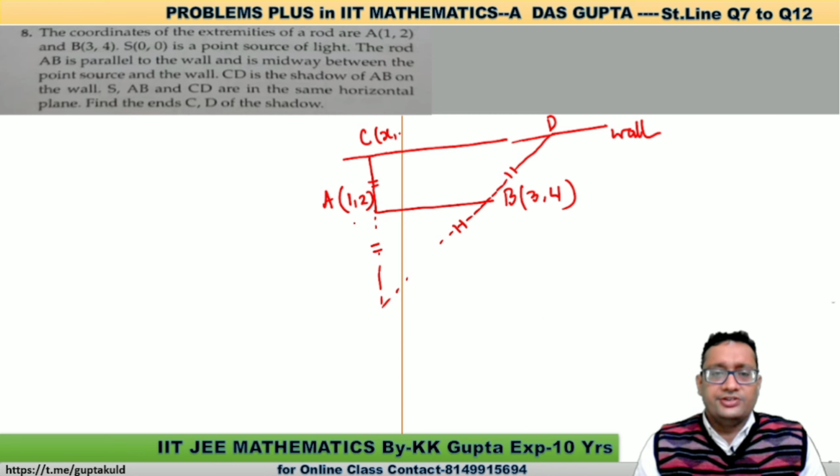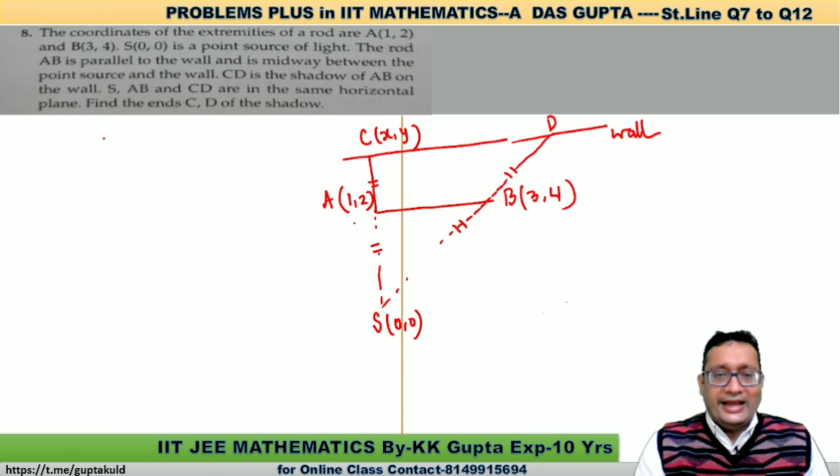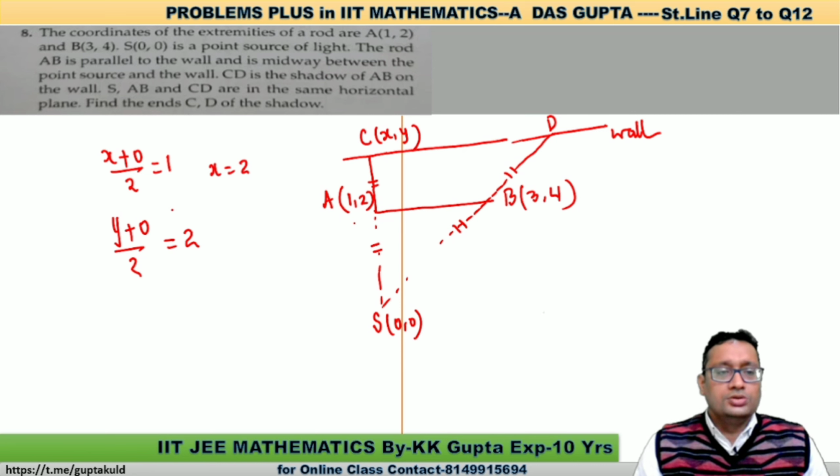If I consider this as C (x, y) and this is S (0, 0), use the midpoint formula. A is the midpoint of C and S, so (x plus 0) divided by 2 is equal to 1, and (y plus 0) divided by 2 is equal to the y coordinate, which is 2. So x is equal to 2 and y is equal to 4. So the C coordinate comes to be (2, 4).